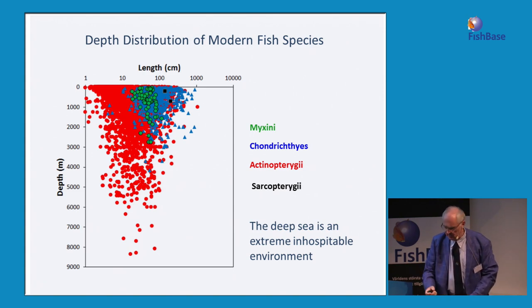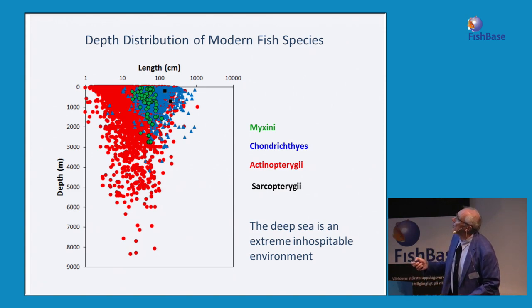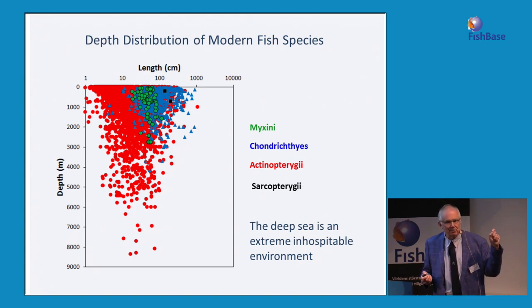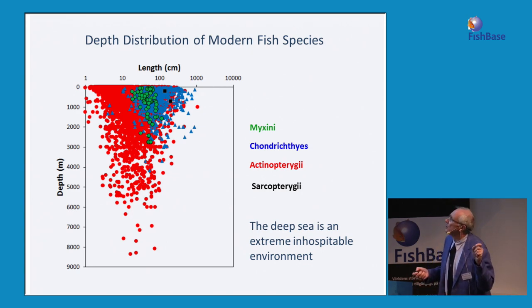There seems to be a convergence onto an optimum size, somewhere around 10 to 15 centimeters long, for fish living at the greatest depths. Whereas at shallow depths, you've got everything from tiny little minnow-like fishes less than 1 centimeter long to 10 meter long fishes. The other thing is we can see distinctly different depth ranges for the main classes of fishes. The Myxini, the hagfishes, go down to about 2,000 meters. Sharks are very rare below 3,000 meters, and bony fishes extend all the way down to about 8,000 meters.